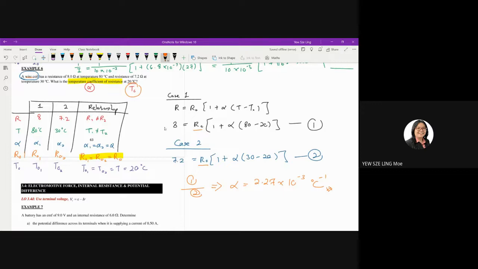It's actually quite a simple case, very simple equations. All you have to know is that you can form 2 equations, and what is the similarity between case 1 and case 2? They are similar in terms of the initial temperature and also initial resistance.